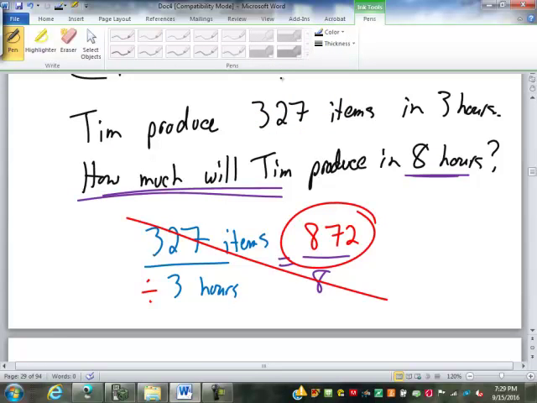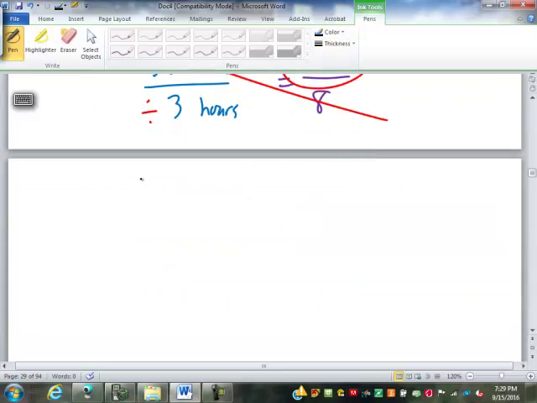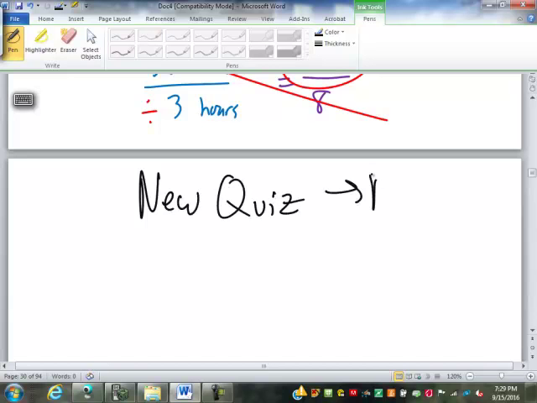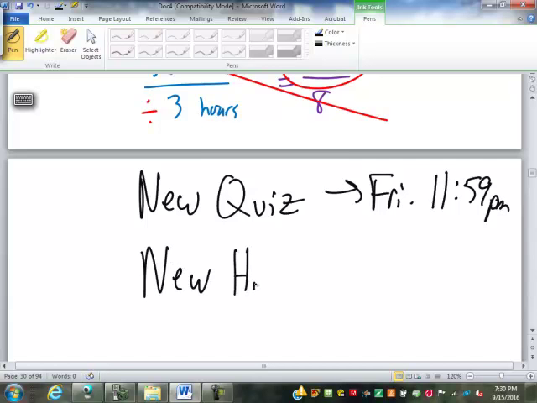How are we feeling? Well, it's a little bit early, but that is all the material we have, and if you can handle all that, you should be ready for the test. There is a new quiz due tonight, or due tomorrow, sorry. New quiz is due tomorrow, Friday, at 11:59 p.m. And there is a new homework that is due next week, next Thursday, I believe at 6 p.m.